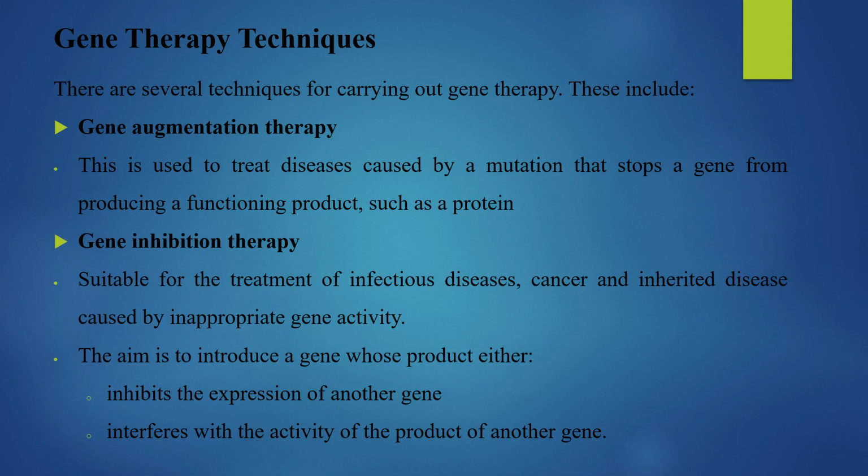So in the presence of that gene, the other one doesn't show, or better still, it interferes with the activity of the products of the other gene. So the gene is allowed to produce what it wants to produce, but then you now interfere with the products of that gene.